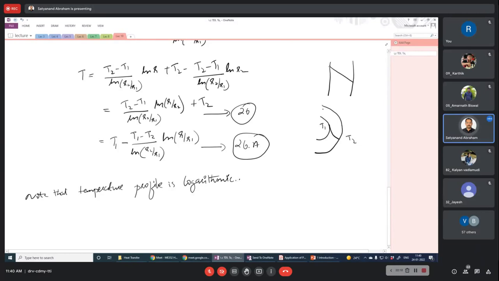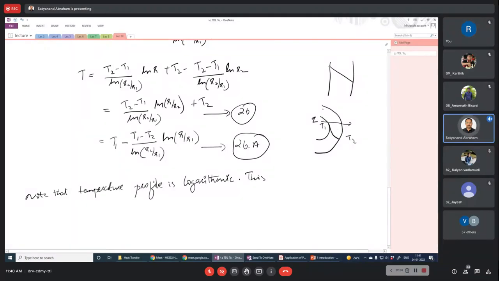Okay, logarithmic. Why is it so? Because this is due to the varying temperature and varying area at every location. This is the direction of movement of the heat flux, right? The heat is traveling in this direction. You can see that at every location the cross-sectional area is increasing. So that's why we are going to have this varying temperature.